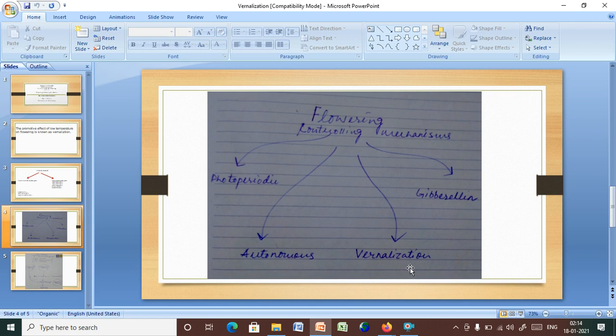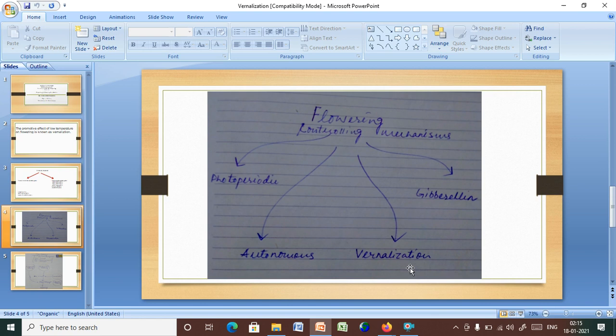A central gene in the autonomous and vernalization pathways is flowering locus C or FLC, as I already mentioned, which represses several loci that promote flowering. So whenever FLC or flowering locus C is active, there is no flower. FLC repression is activated by an epigenetic switch, which represses the expression of FLC itself by chromatin remodeling. And vernalization can promote the suppression of FLC.